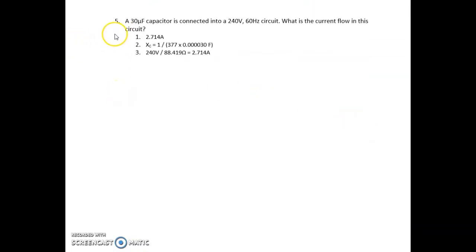Number 5, a 30 microfarad capacitor is connected to a 240 volt 60 Hertz circuit. What is the current flow in this circuit? So first we need to calculate the capacitive reactance. That's the current limiting effect of a capacitor. And that formula we saw earlier, capacitive reactance equals 1 over 2 pi fc. That's the formula shown here.